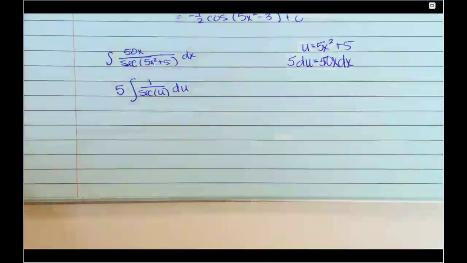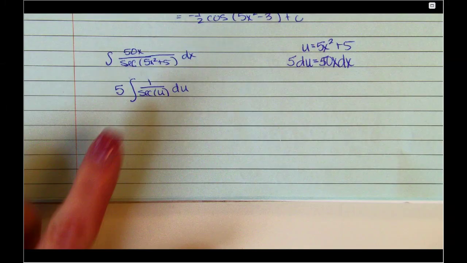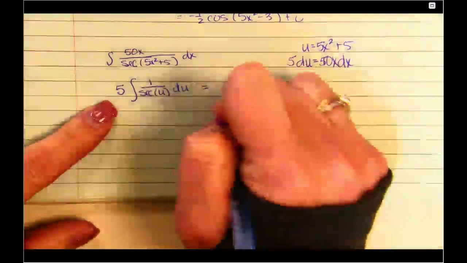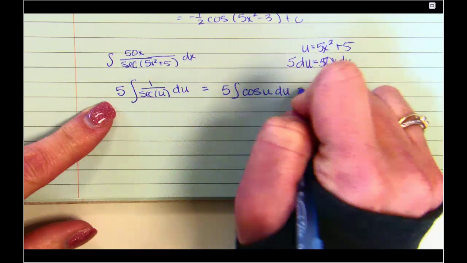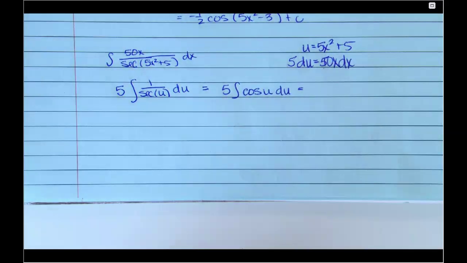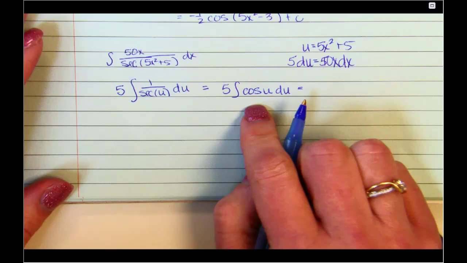Now, here's the deal with this one. I said it's a little sneaky. We don't know the antiderivative of secant, but use your brain. What is 1 over secant equal to? Cosine. This is actually cosine. So this is equivalent to the integral of 5 cosine u du. So really, 1 over secant is cosine. Got it. So that's why it's sneaky. What's the antiderivative?